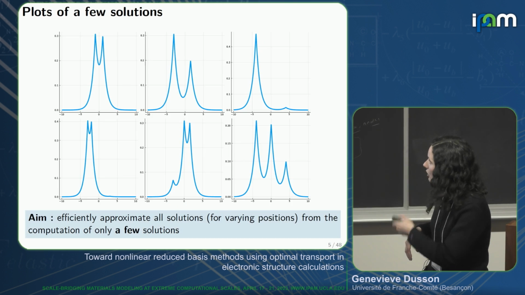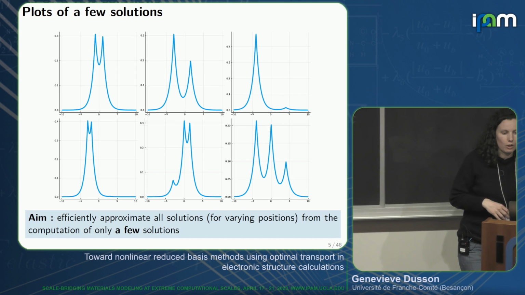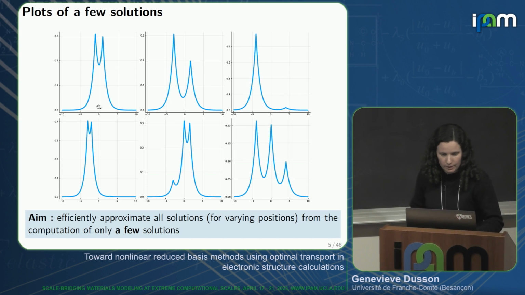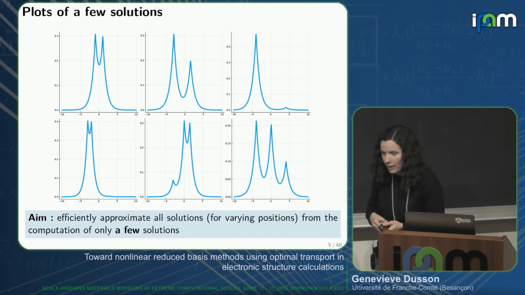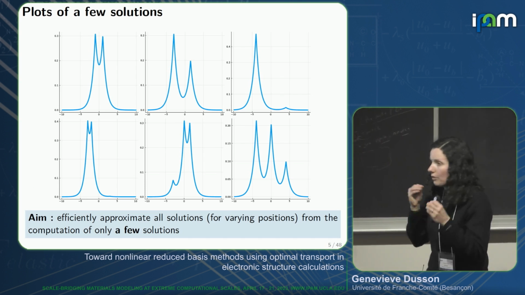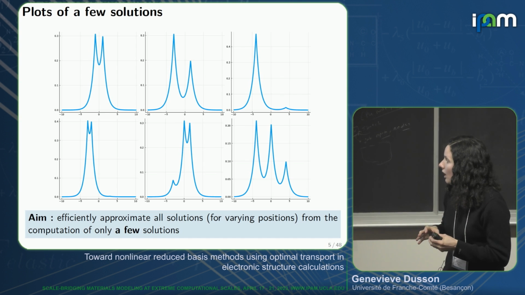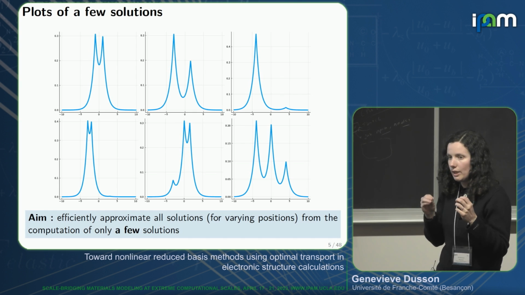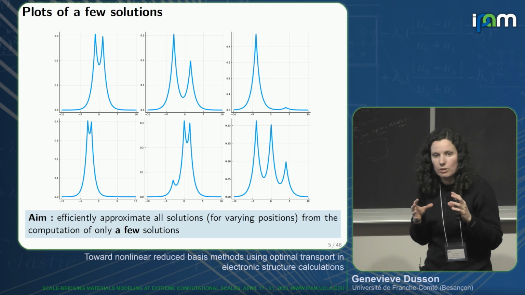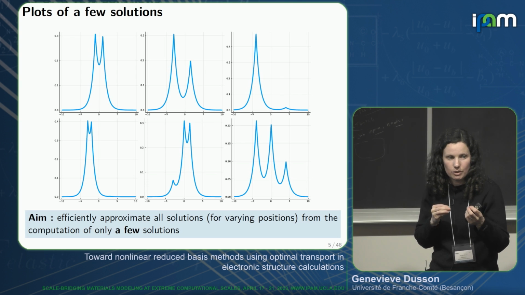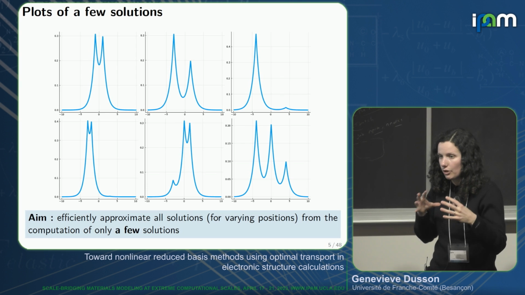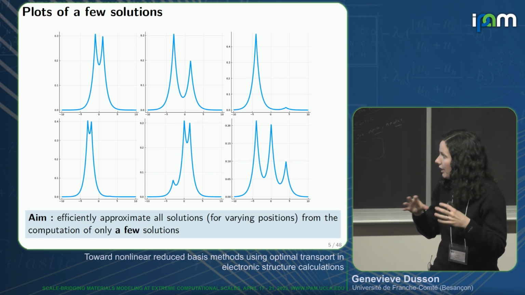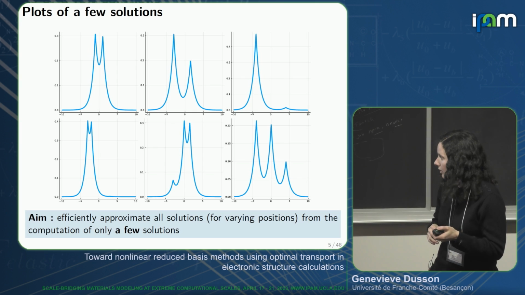Okay. And so typically this is what the solutions look like. This is for example with 2 particles. This is with 3 particles. And so the aim here is really to manage to efficiently approximate all the solutions when the positions of the nuclei vary, with the computation of only a few solutions. So in a way, we want to find a representative set of solutions from which it will be easy to reconstruct all the solutions in this set as efficiently as possible.